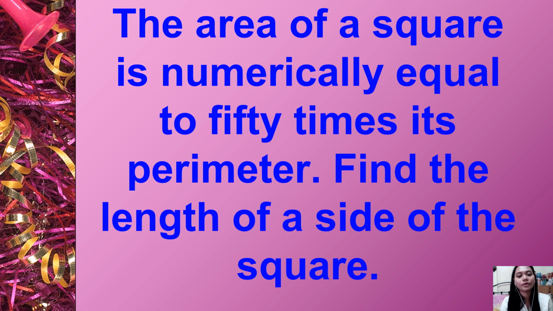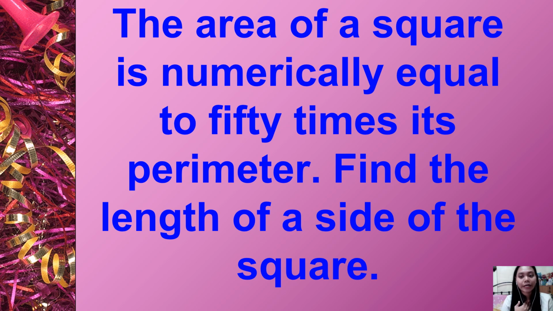Kung mapapansin niyo, it is different from the two examples given already, no? So in this case, we have to understand further the problem and then we have to rewrite the phrases into mathematical expressions. So we have to read it again. The area of a square is numerically equal to 50 times its perimeter. So we are about to use the area of a square and the perimeter of the square to find the length of the side of the square.